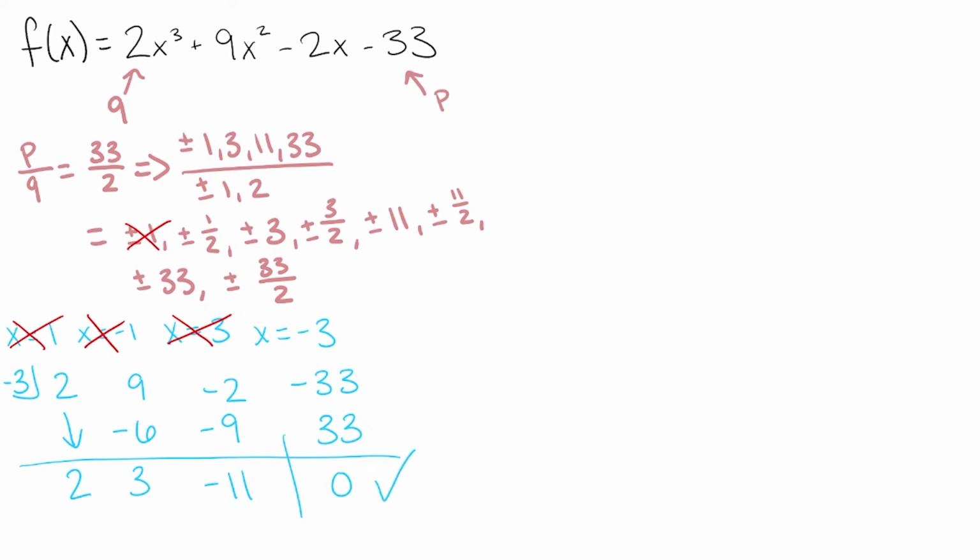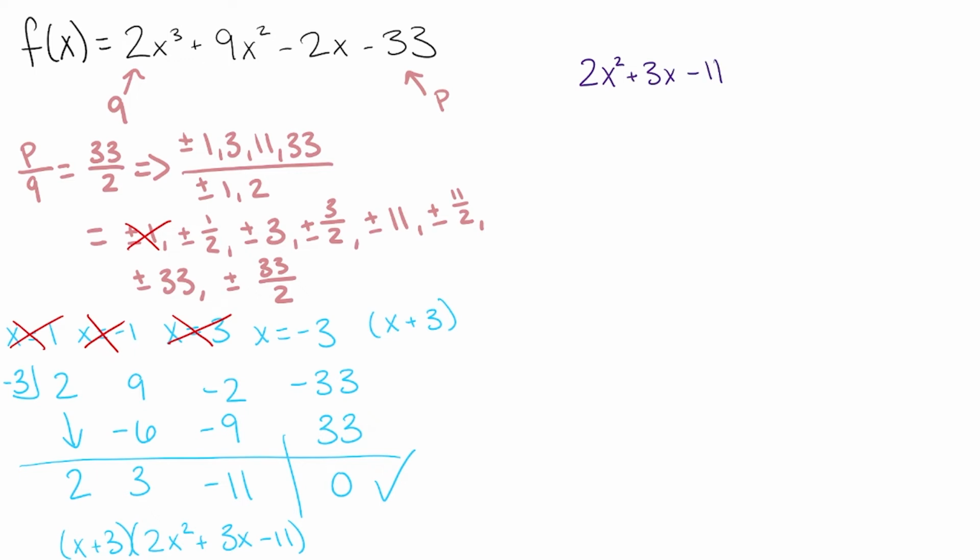So we found our solution. We know that x equals negative 3 is our solution, which means one of our terms is x plus 3 equals 0. So our polynomial becomes x plus 3 times 2x squared plus 3x minus 11. So now let's see if we can factor the rest of our polynomial.